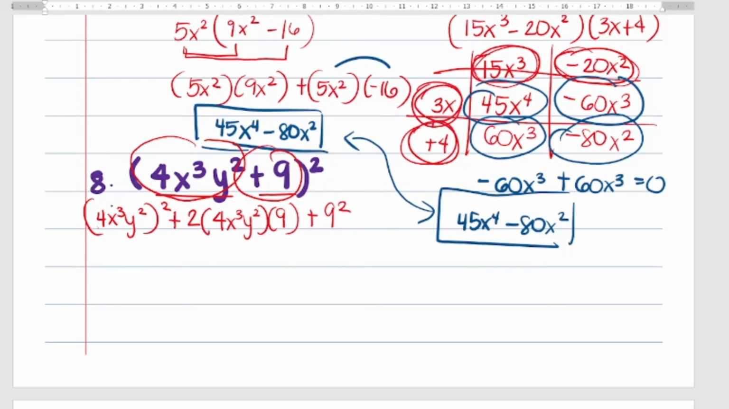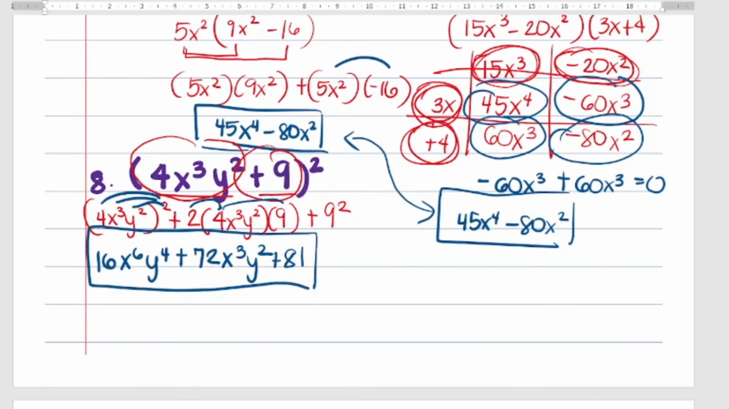Simplifying further, 4 squared is 16, x cubed squared is x raised to 6, y squared squared is y raised to 4. Again, power of a power, you multiply the exponents. Then, 2 times 4, x cubed y squared times 9, that is positive 72 x cubed y squared, and the square of 9 is 81. There are no like terms that can be combined, so that's our final answer already.